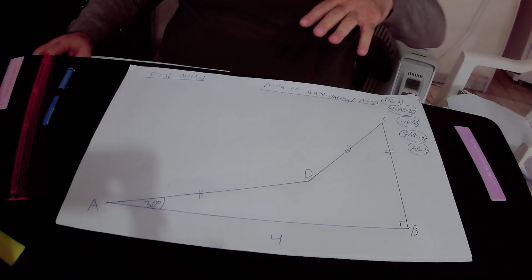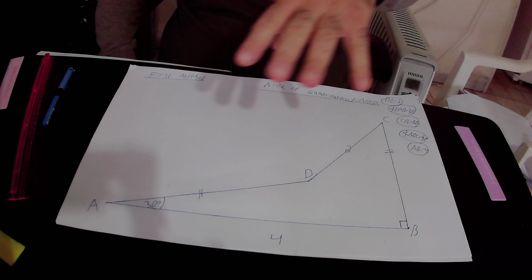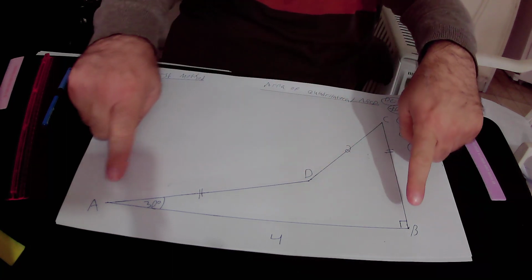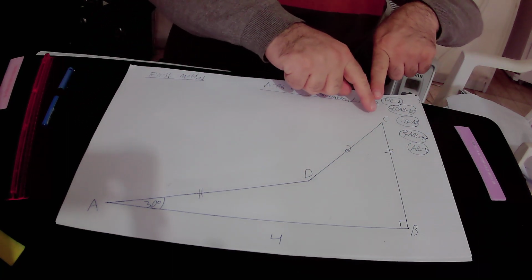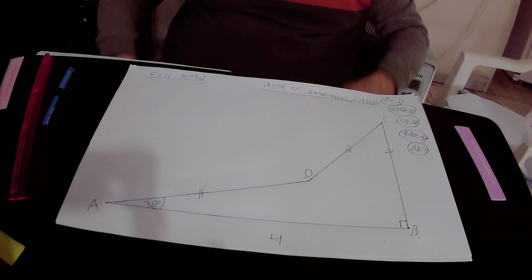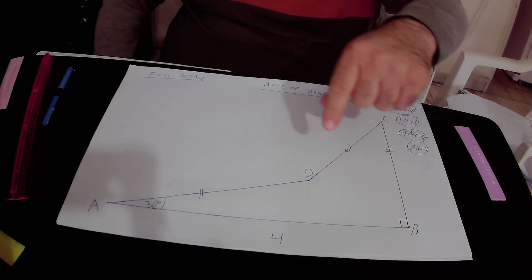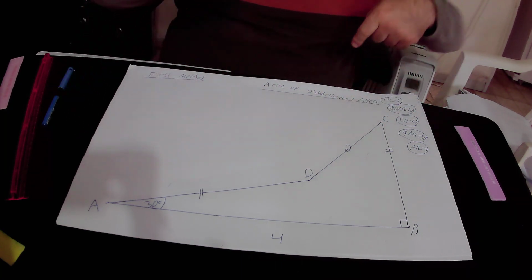Hello, in this lecture we will find out the area of quadrilateral ABCD using two different methods. In the drawing we have quadrilateral ABCD. We know that side AB equals 4 units, side CD equals 2 units. We also know that CB equals DA.